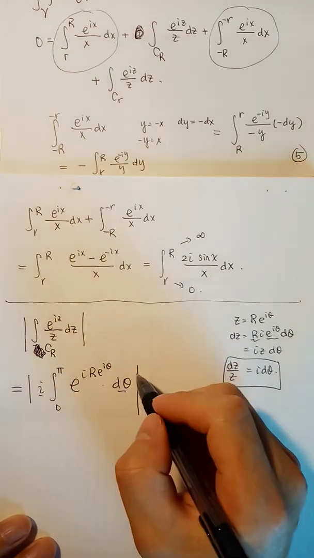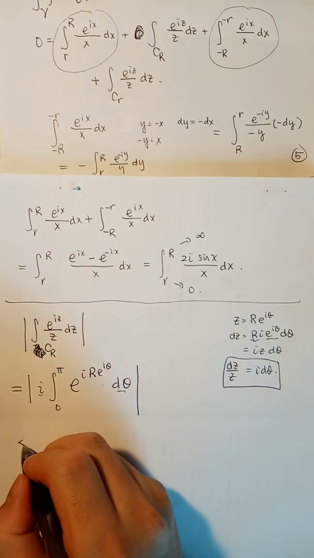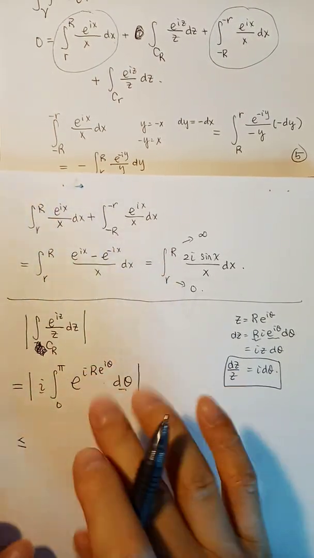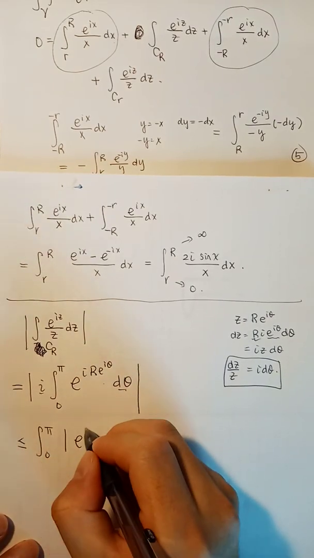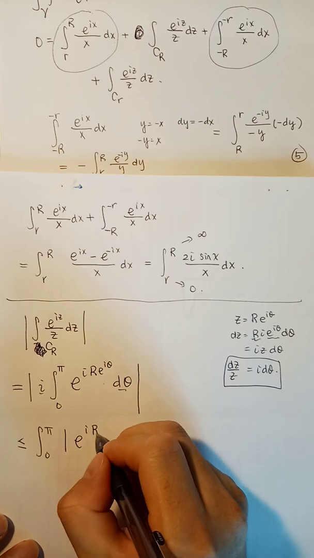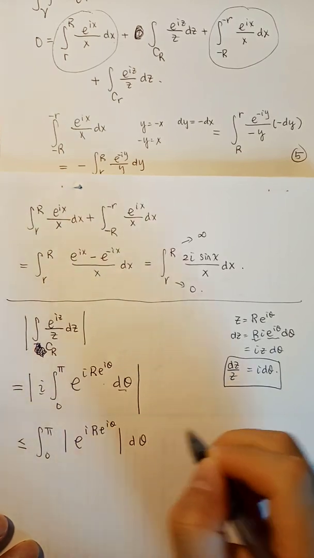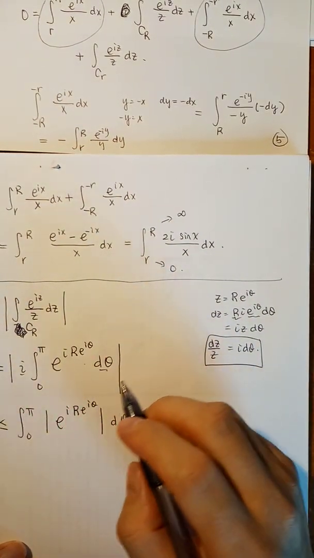Okay, and then the absolute value of i disappears; it gives you 1. So it's less than or equal to, you also put the absolute value into it. So you have the integral from 0 to π of the absolute value of e^{iRe^{iθ}} dθ. Okay, so let's check it.